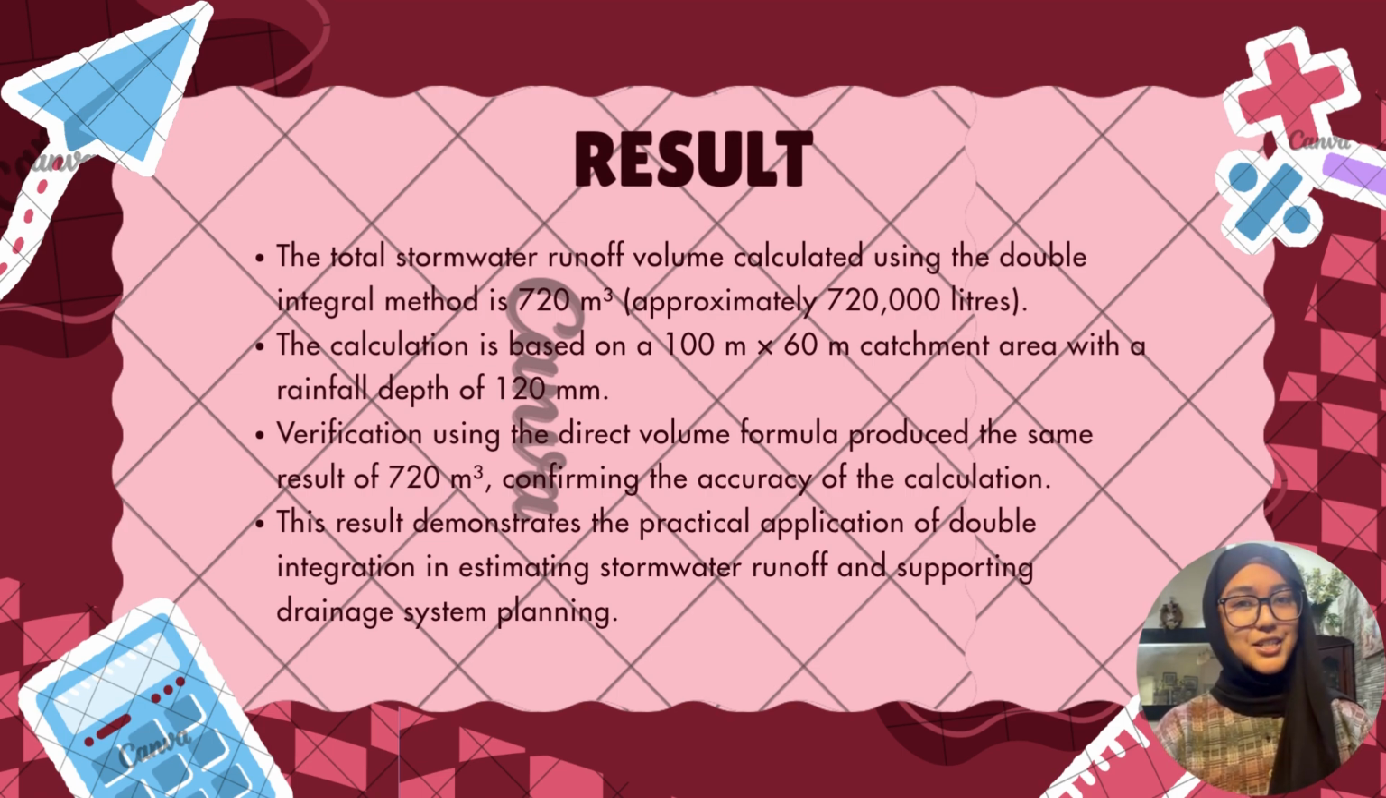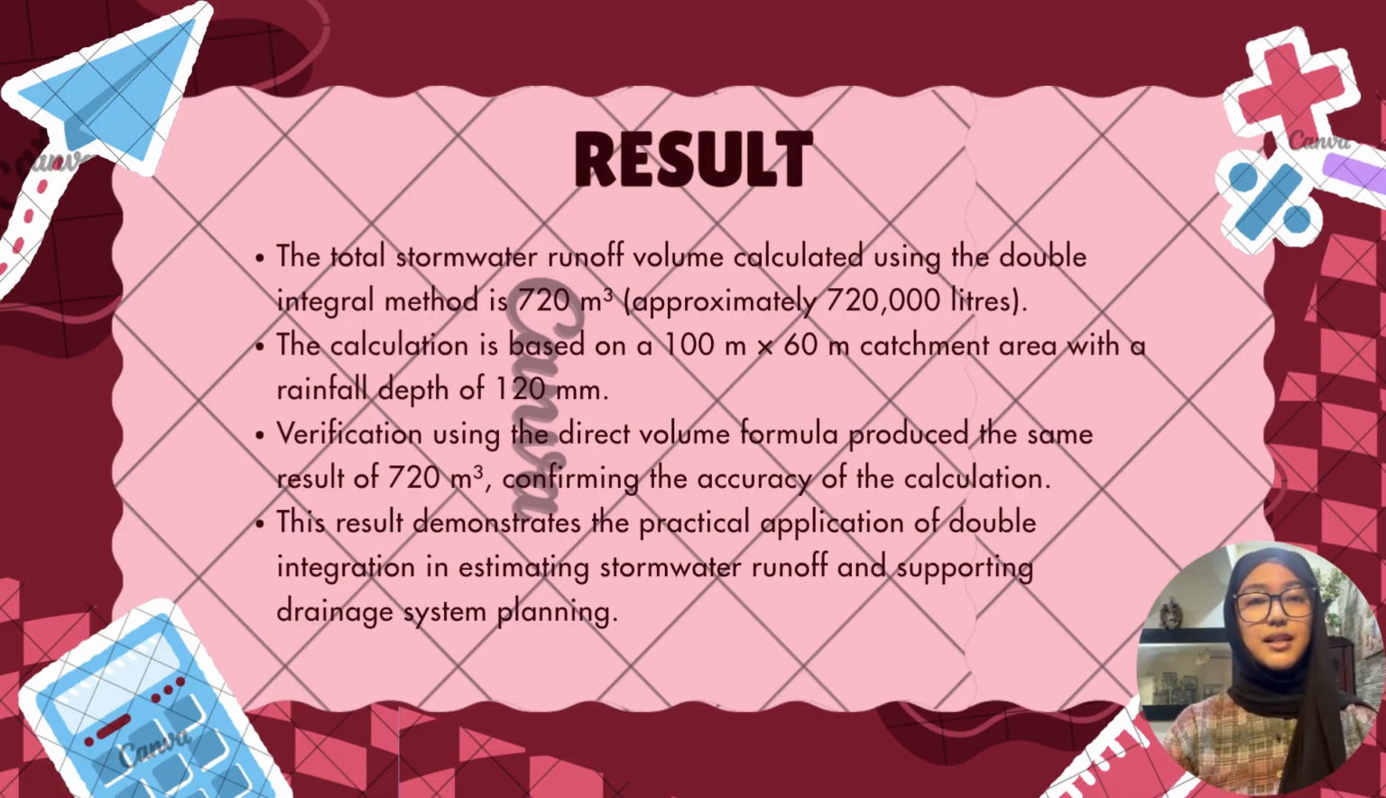Elaborating on the result: based on our calculation using the double integral method, the total stormwater runoff volume is 720 cubic meters, which is equivalent to about 720,000 liters of water. The calculation was carried out for a catchment area of 100 meters by 60 meters with a rainfall depth of 120 millimeters. To verify the result, we also used the direct volume formula, which gave the same value of 720 cubic meters.